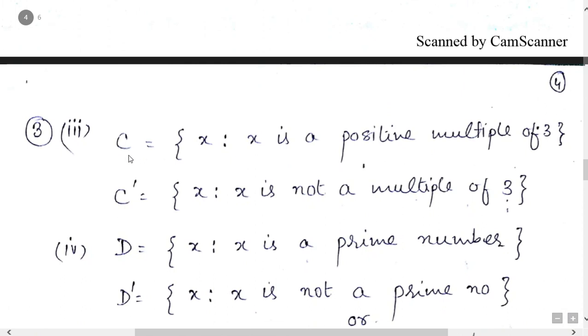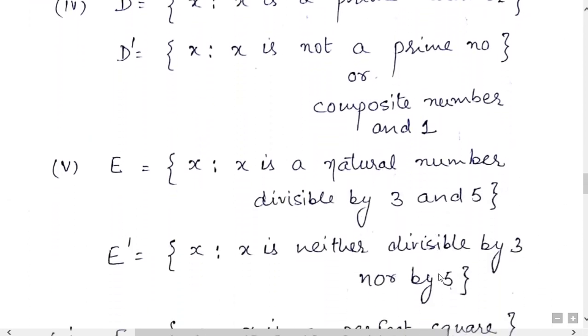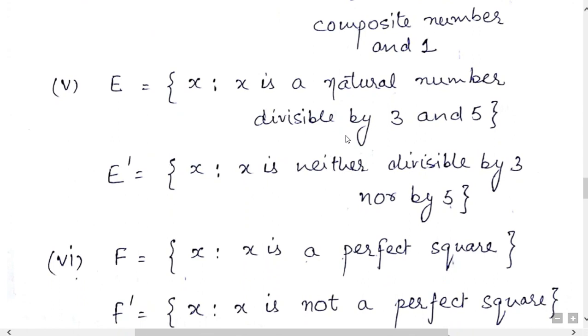Part 3, set C is given to you. It's positive multiples of 3. It means clearly you can write not a multiple of 3. Then for prime numbers, you can write not a prime number, that is composite numbers and 1. Natural numbers divisible by 3 or 5, it means the complement is neither divisible by 3 nor by 5.